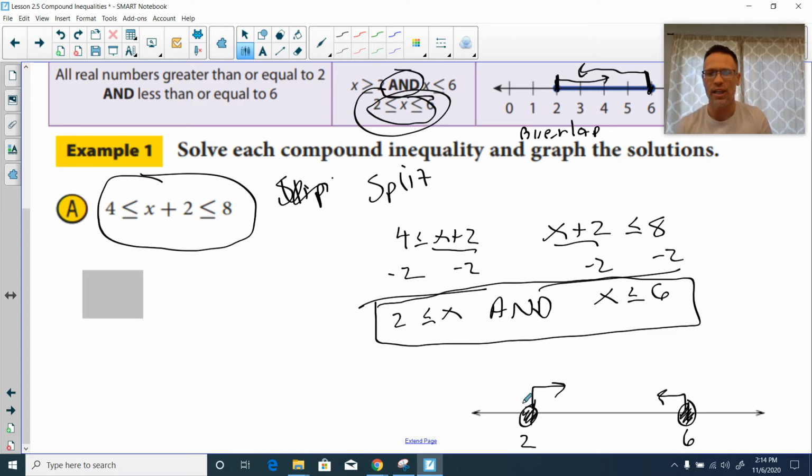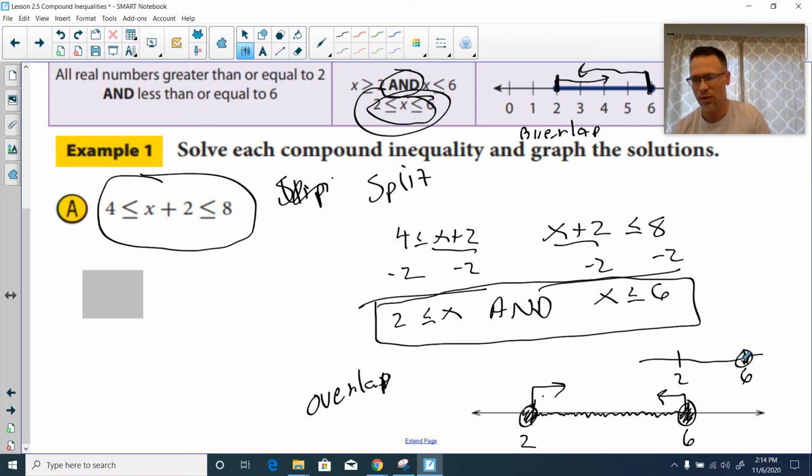Okay. So then I ask myself, where does the overlap occur? Well, the overlap occurs right in between 2 and 6. So that is my final answer. Okay. The other way to do this is to just say, all right, there's 2 here, there's 6 there. And then sometimes people like to graph above the number line. That works just as well. They both mean the same thing.